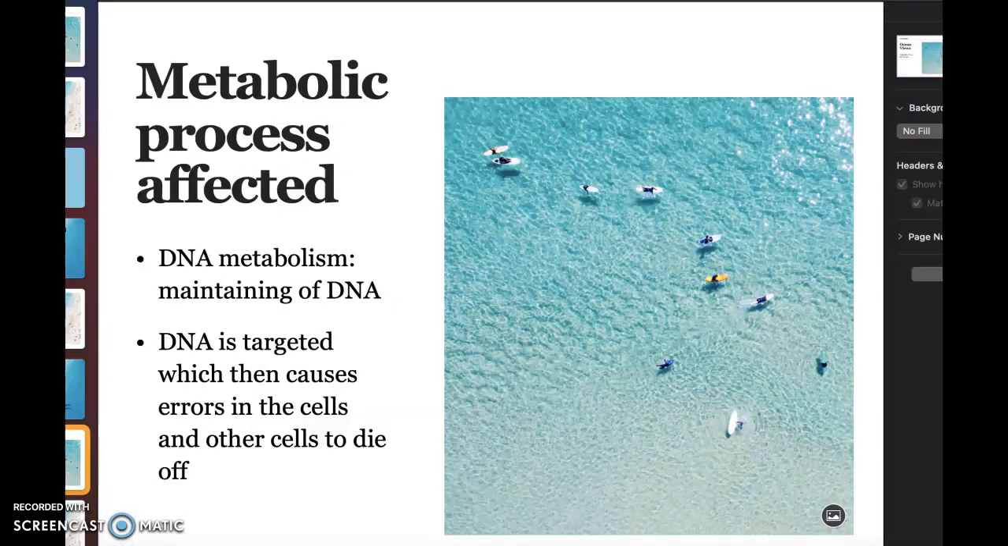Next are the metabolic processes affected. So first, the DNA metabolism, which is maintaining that DNA, allowing it to work as it is supposed to. And of course, with this oil, the DNA is damaged and it doesn't allow repairing, and it causes a lot of errors in the DNA, which then can result in enlarged liver. It can result in several different things that then just causes the whole body to kind of break down. And the DNA is targeted, which then causes errors in the cells and other cells to die off.